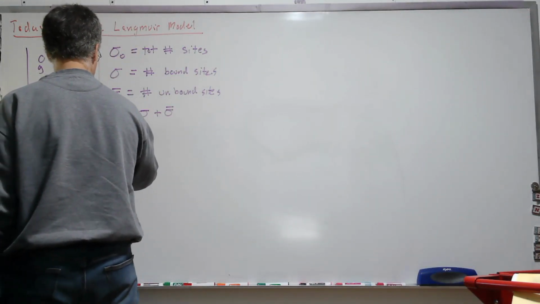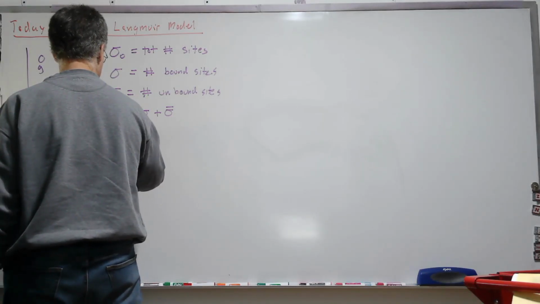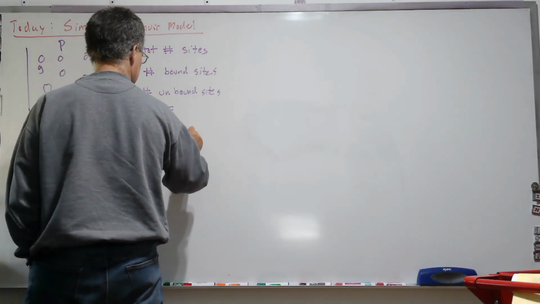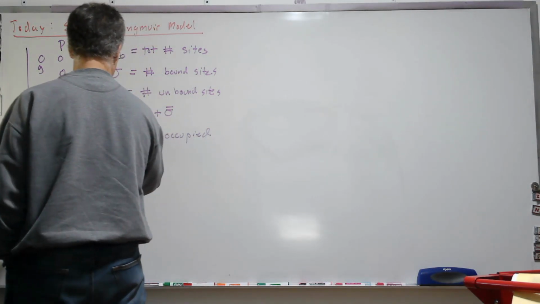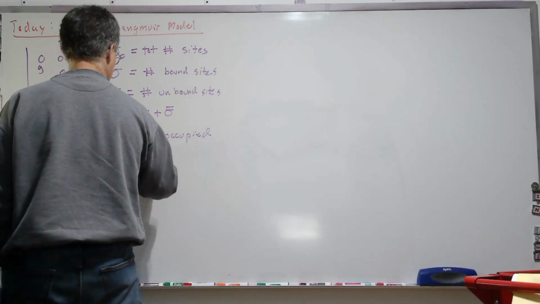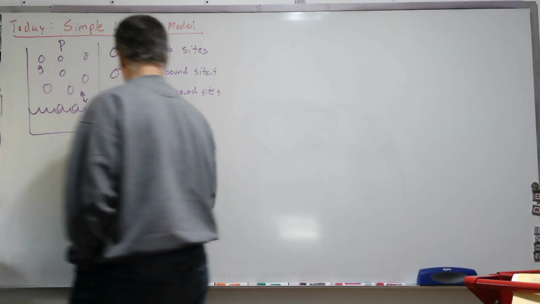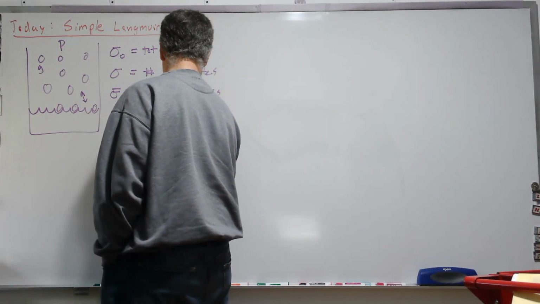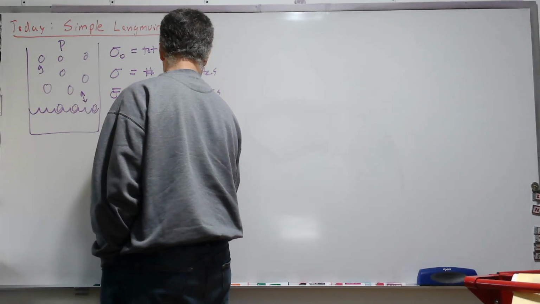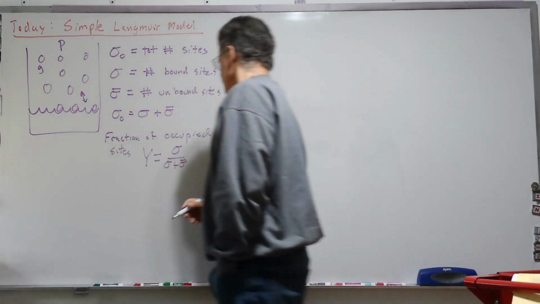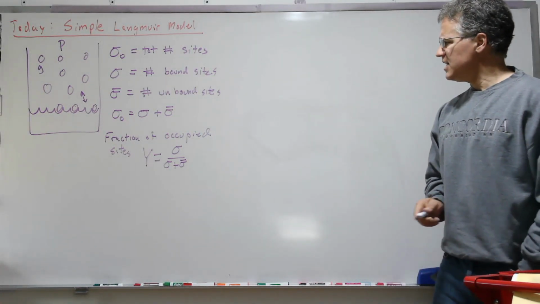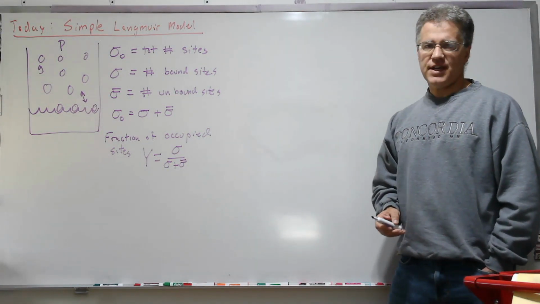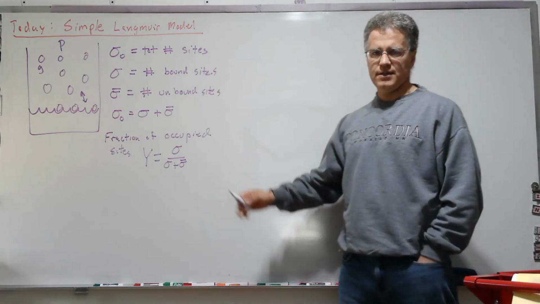We can define a fraction of occupied sites as y equals sigma over sigma plus sigma bar. In the literature, you'll often find y as theta, capital theta, or sometimes small theta. We're going to use y here.